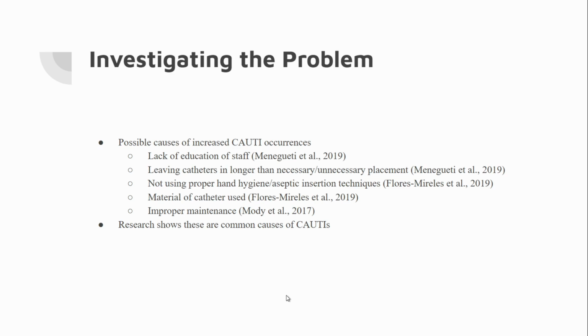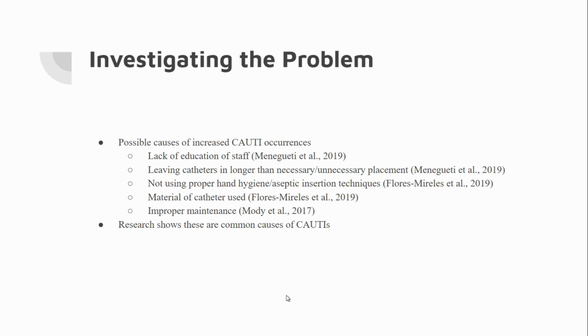Additionally, the material of the catheter used can increase the risk for infection. CDC guidelines recommend silicone as the best material for use to reduce the risk of incrustation in the catheter, and there are now developments being made in antimicrobial impregnated silicone to help prevent the development of bacteria biofilms in the catheters.